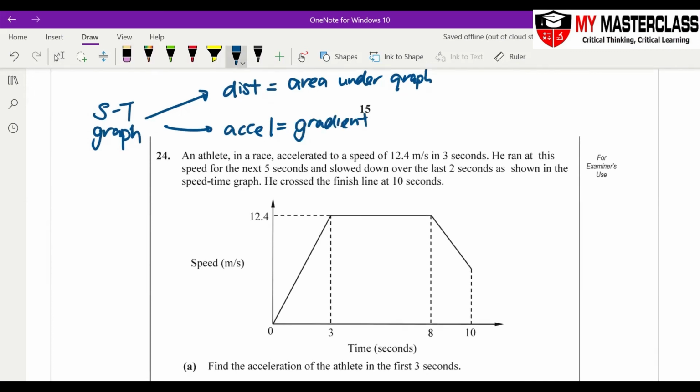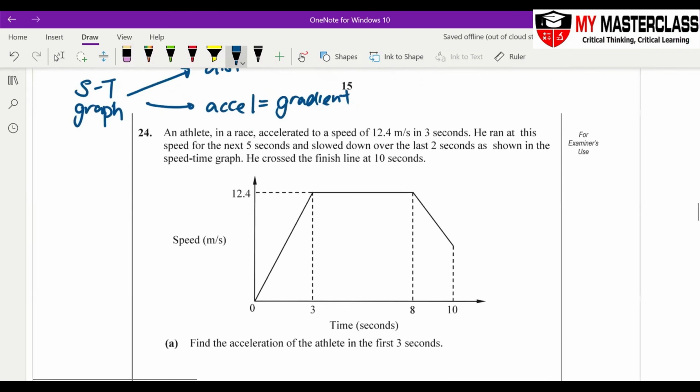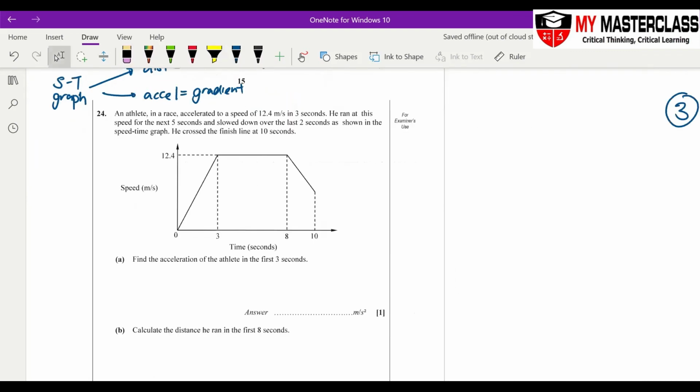Okay, gradient, so find the acceleration in the first 3 seconds. So acceleration equals gradient. You can use y2 minus y1 over x2 minus x1, or you can use rise over run, no problem. It's just 12.4 over 3 because the rise is 12.4 and the run is 3. And in this kind, if it's a fraction, the answer is a fraction. Tell me what is it? 4 and 2 over 15. Yeah, so it's 4 and 2 over 15.